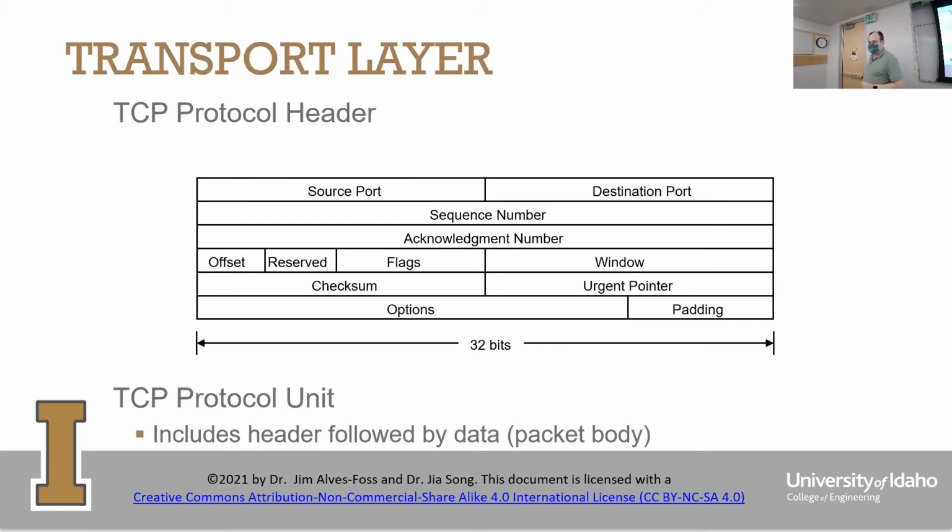We have a sequence number. Notice that is wide. That's 32 bits. That is the byte number of the first byte I'm sending in my sequence. So my sequence starts out at 0. I send 1,024 bytes, and I say, hey, this is starting at byte 0. Your acknowledgement number comes back and basically says, I've received up to byte 1,022, so you send me 1,023. That's the next sequence number I expect to receive from you.